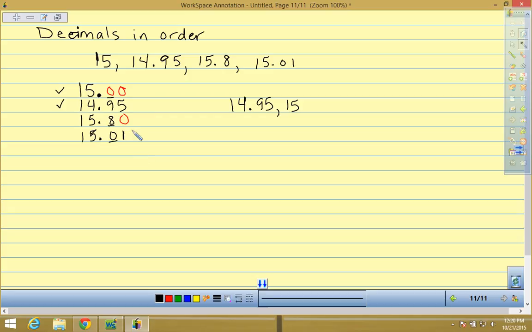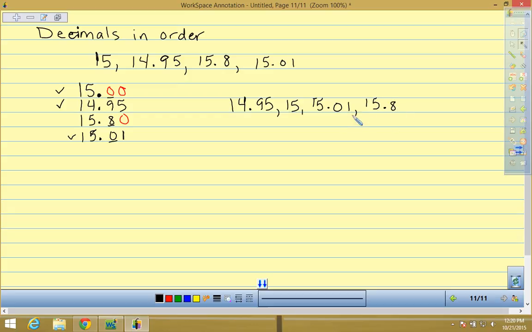All right. Now I'm looking at these two. If I look at the tenths place value, I have an 8 and a 0. One of these numbers is closer to 16. The other one is closer to 15. Which one is closer to 15? Jocelyn? 15 and 1. 15 and 1 hundredth. Leading my final one to be 15 and 8 tenths.